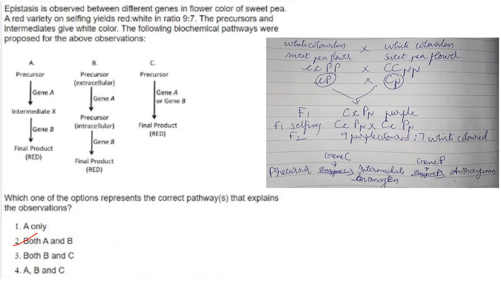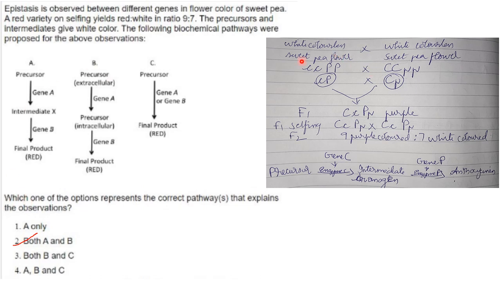Then next one. Epistasis is observed between different genes in flower color of sweet pea. A red variety on selfing yields red to white in the ratio 9:7. The precursors and intermediate give white color. The following biochemical pathways were proposed for the above observation. 9:7 means it is complementary gene interaction. So complementation between 2 non-allelic genes is essential for the production of a particular phenotype.